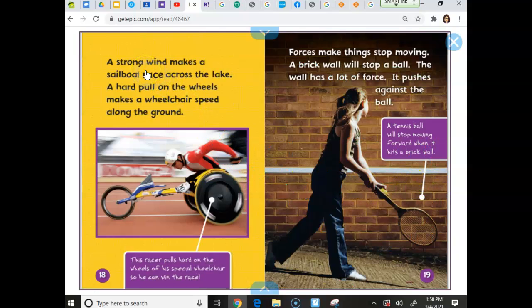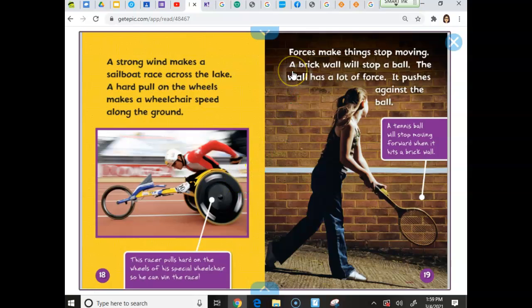A strong wind makes a sailboat race across the lake. A hard pull on the wheels makes a wheelchair speed along the ground. The racer pulls hard on the wheels of his special wheelchair so he can win the race.